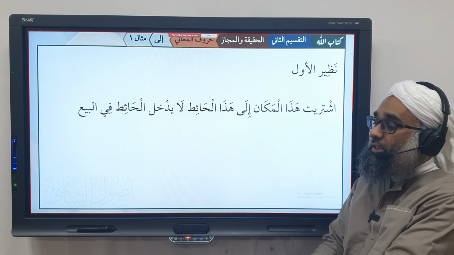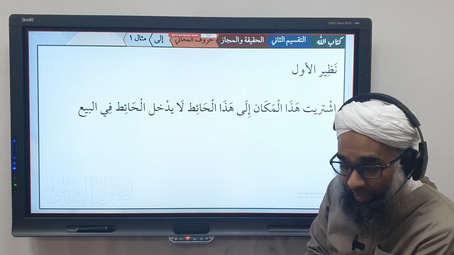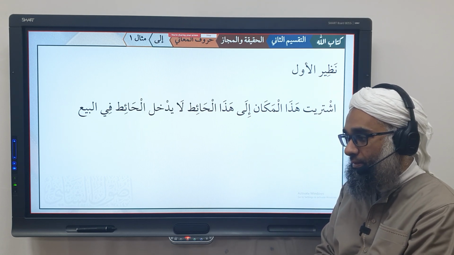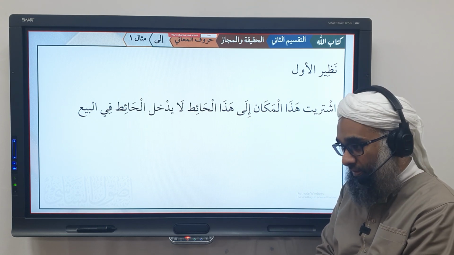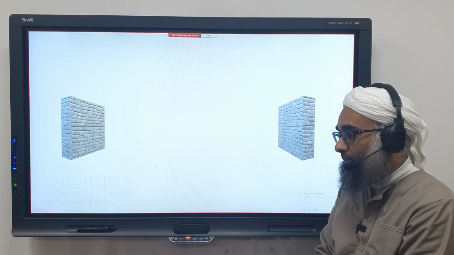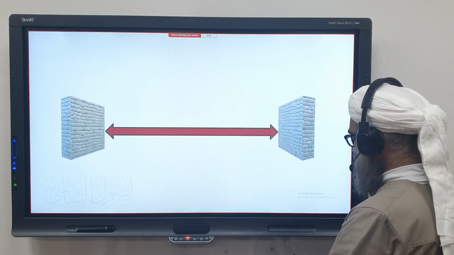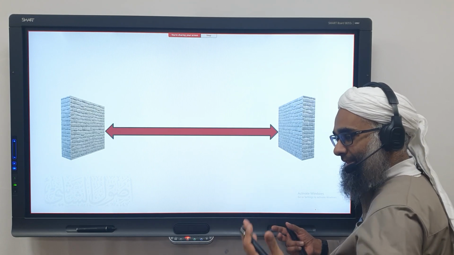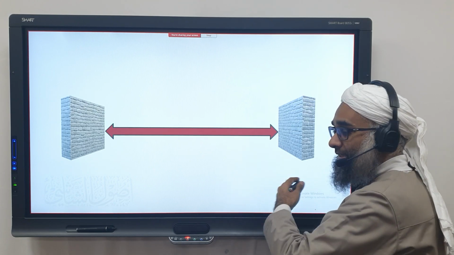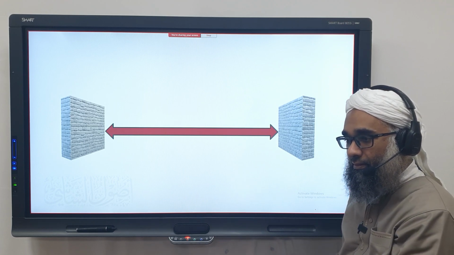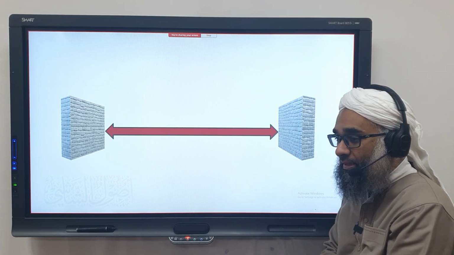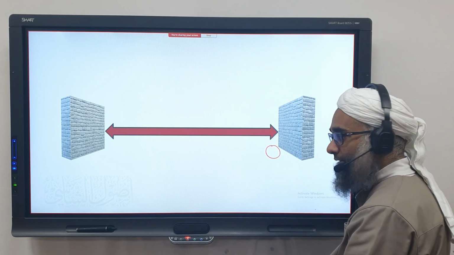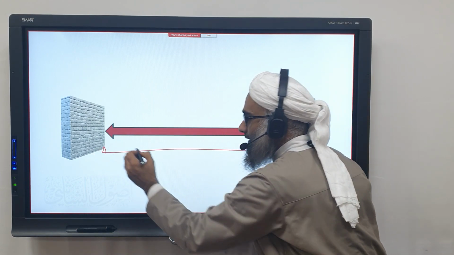Yes. If you say "I bought this place up to this wall" (ishtaraytu hadha al-makan ila hadha al-ha'it), the wall is not included in the house. Yes? Because this is not imtidad al-hukm. So now if you say here "ishtaraytu hadha al-makan", you're saying here we're doing imtidad, because hadha al-makan can be this place. So ila, until here then.